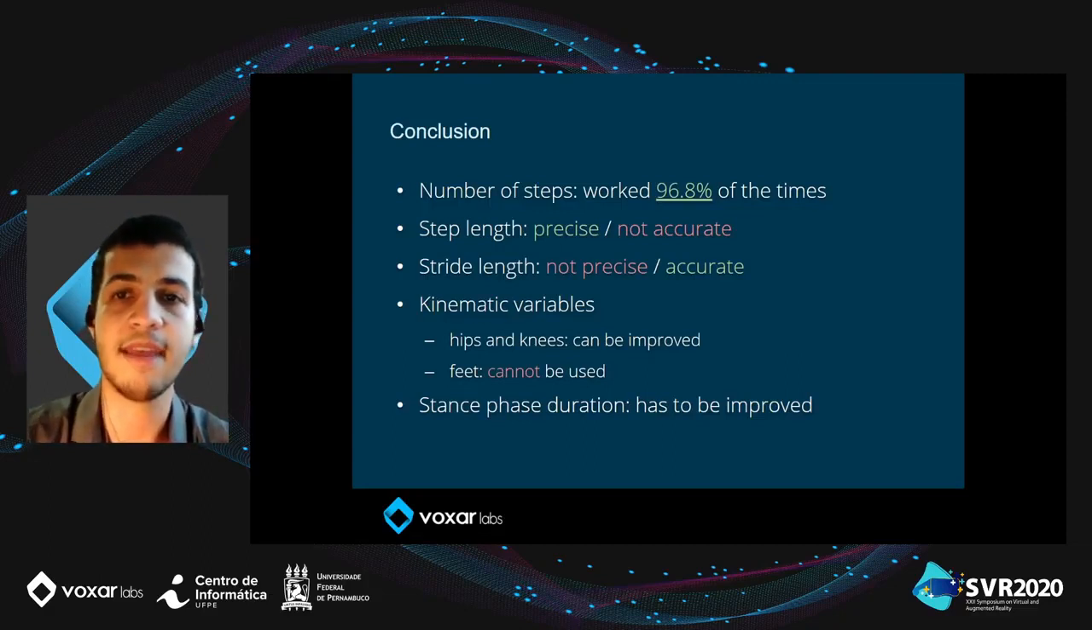And regarding the kinematic variables, only the hip and the knee angles have shown the real joint's behavior in most of the gaits. Feet angles cannot be used for rehabilitation purpose, and also the method to calculate the stance phase duration has to be improved.